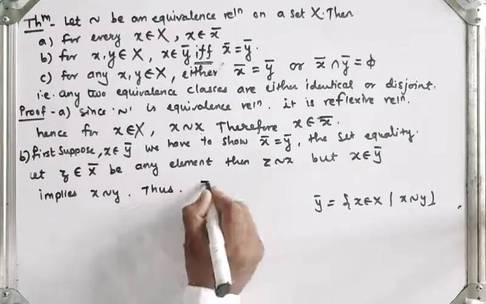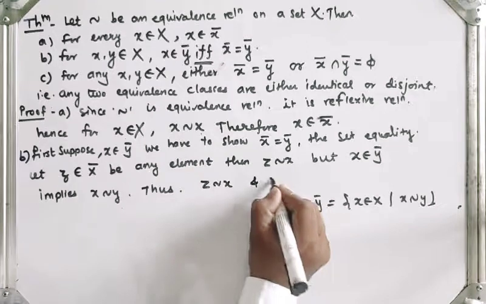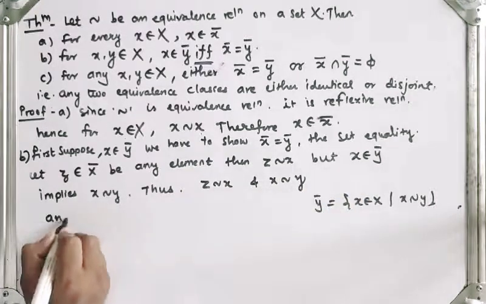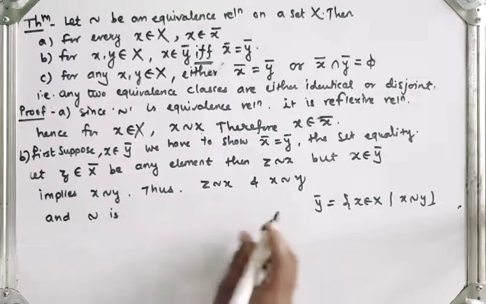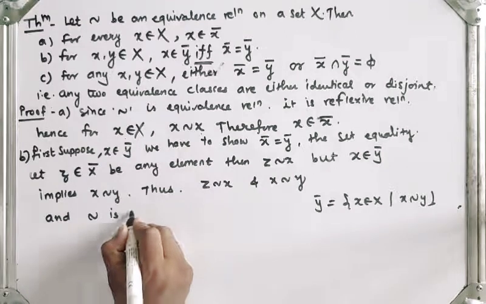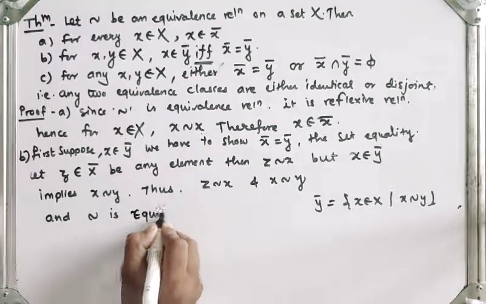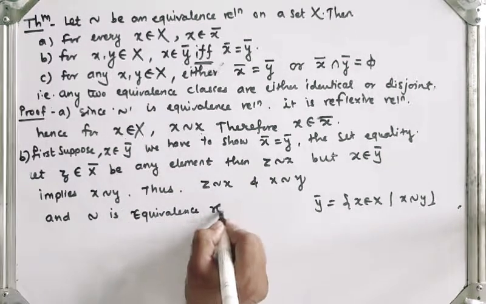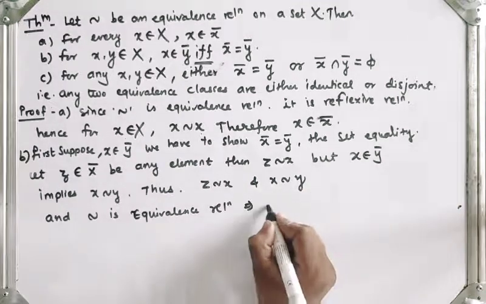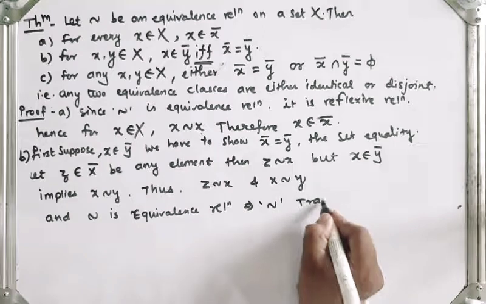Thus I get z equivalent to x and x equivalent to y, and tilde is a reflexive relation, an equivalence relation. Tilde is an equivalence relation, which implies that tilde is also transitive.